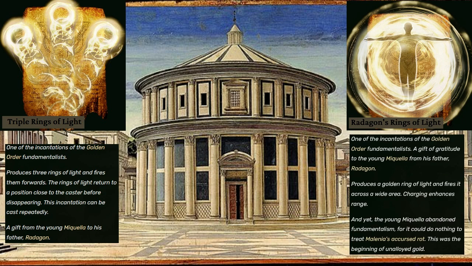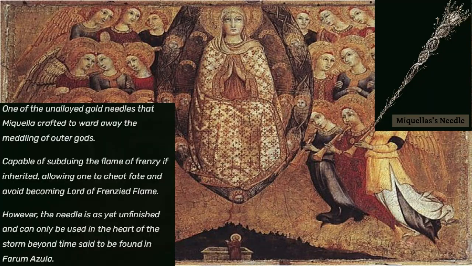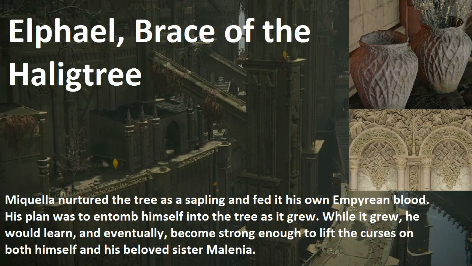His known creations include the triple rings of light and the unalloyed golden needle. The rings of light are an incantation used by Golden Order fundamentalists, and his needle is capable of subduing the influence of outer gods. His largest creation is the helix tree, which he grew from a sapling, watering it with his very own blood. The Elphael brace of the helix tree is intricately designed from its pottery to its sculptures.